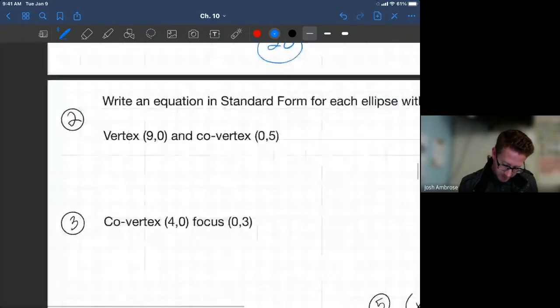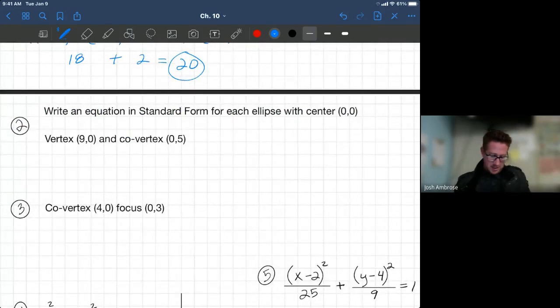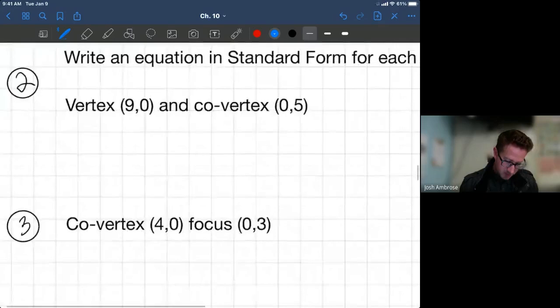Let's do the second one here. So we're looking at the standard form of an ellipse, but this one has a center at 0, 0. Okay, so you're going to want to use the chart in your notes where it says center at 0, 0. All right, so that's the helpful chart for us right here. All right, let's zoom in on number 2. We have the vertex at 9, 0 and the co-vertex at 0, 5.